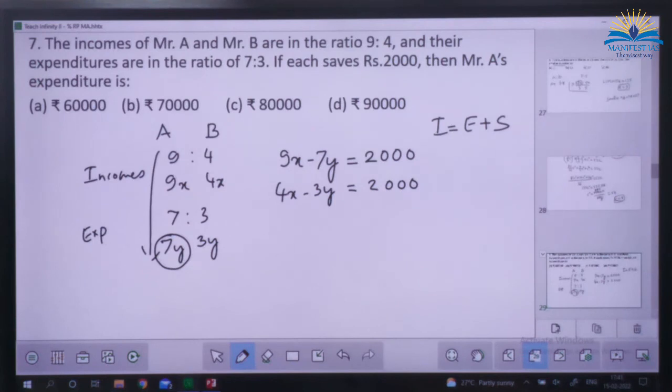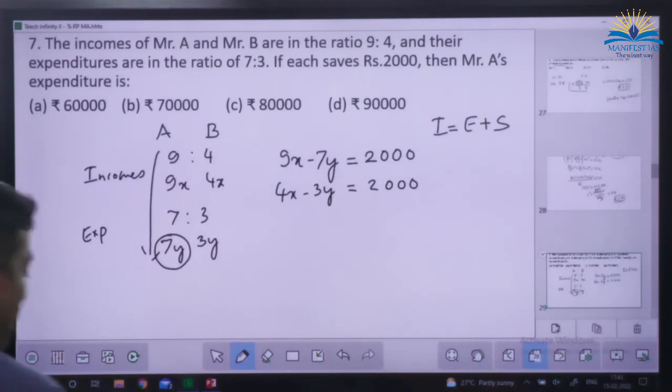Did you get, Nikita? What are you doing? Y is equal to 1000. Okay. Y is equal to how much? 1000 or 10,000? A zero must be missing. Check.